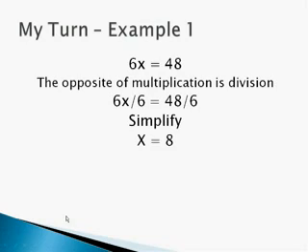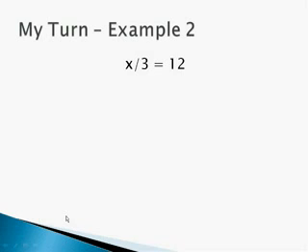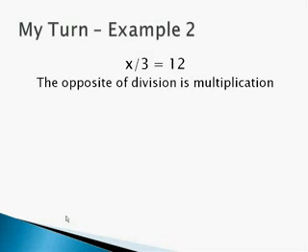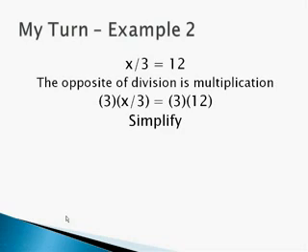Second example, x divided by 3 equals 13. The opposite of division is multiplication. So we must multiply both sides by 3. We simplify, and x equals 36.